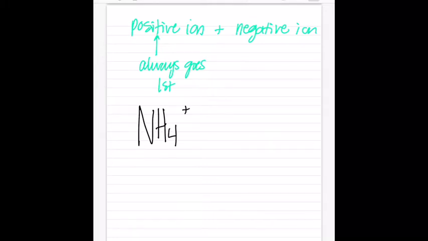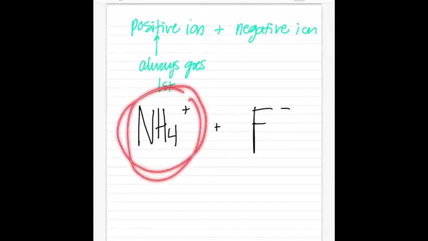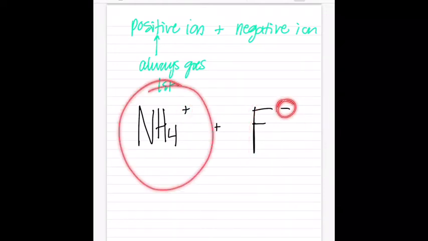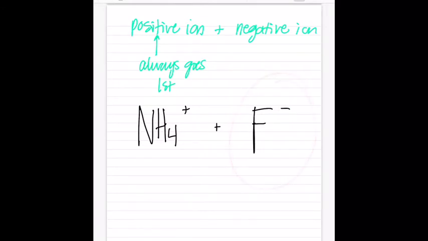NH4+ and F−. Okay, that's how this is written. This is a positive ion because it has a positive charge, and this is a negative ion because it has a negative charge. So this is a cation, and this is an anion. Now, when you put them together, things start to change, okay?